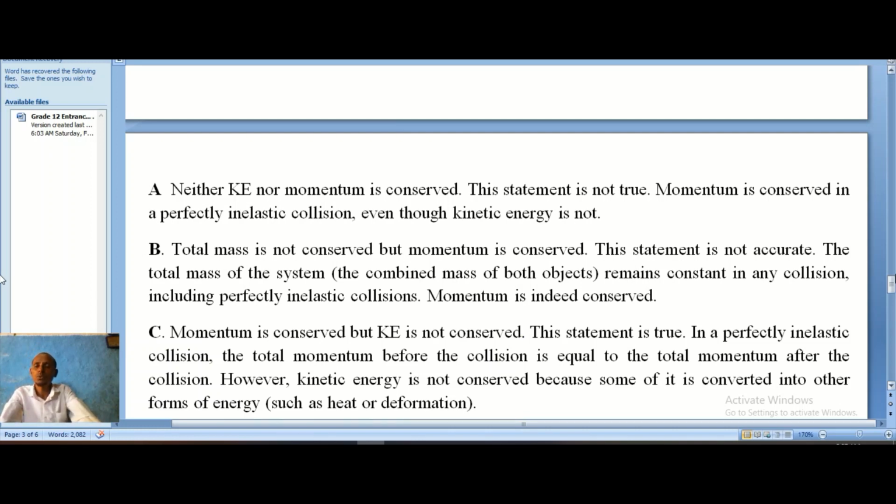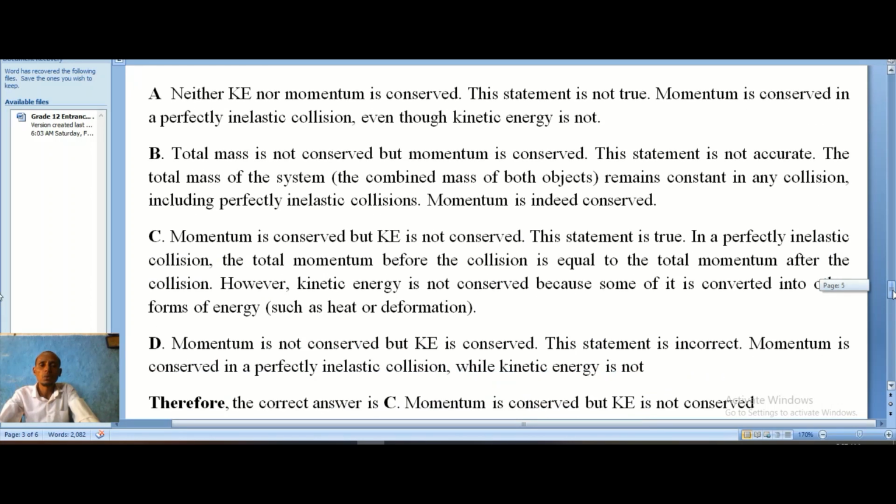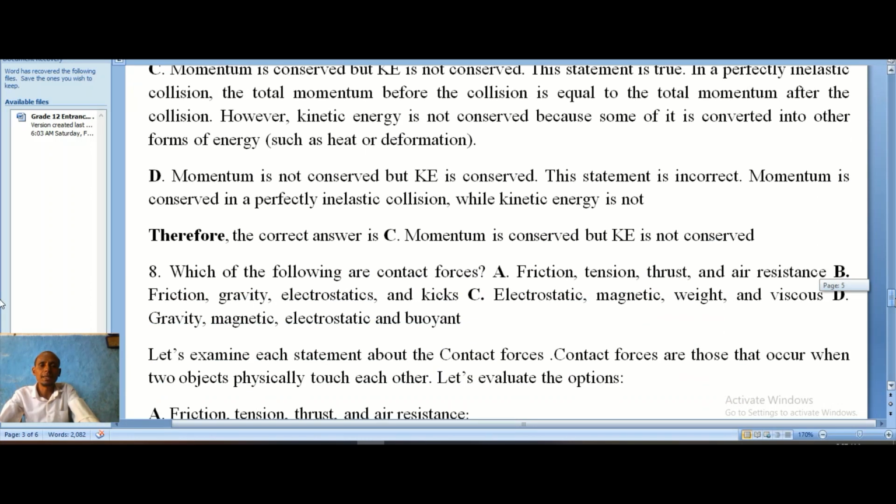Choice C says that momentum is conserved but kinetic energy is not conserved. This statement is true. In a perfectly inelastic collision, the total momentum before the collision is equal to the total momentum after the collision. However, kinetic energy is not conserved because some of it is converted into other forms of energy, such as heat or others.